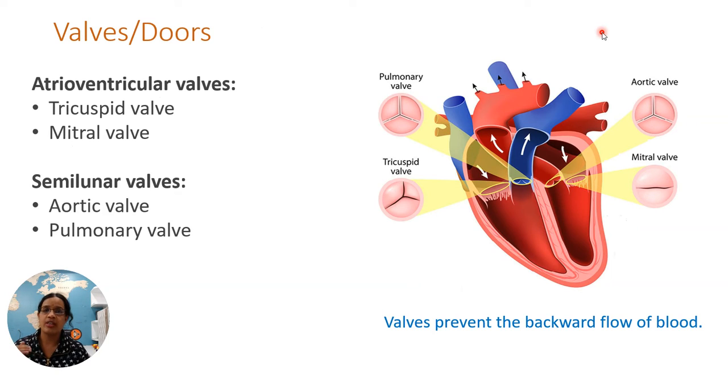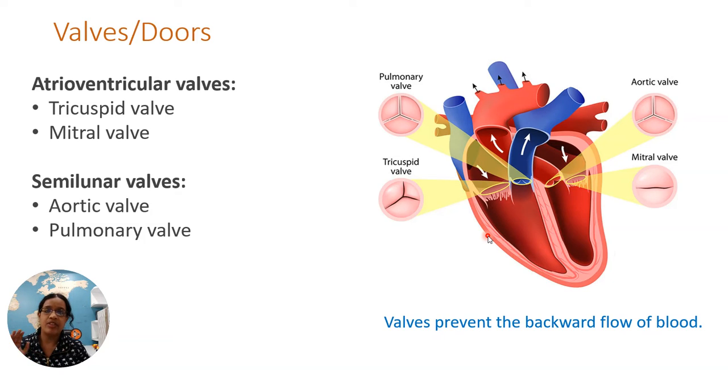Now let's go and look at the doors. We have doors with cusps or flaps which open and close so that there would not be any backward flow of the blood. This is the major function of the valve. Now we have the tricuspid valve present in between the right atrium and the right ventricle. The mitral valve, or with two cusps, a bicuspid valve, present in between the left atrium and left ventricle. There is a pulmonary valve and an aortic valve at the entrances of the pulmonary artery and aorta respectively.